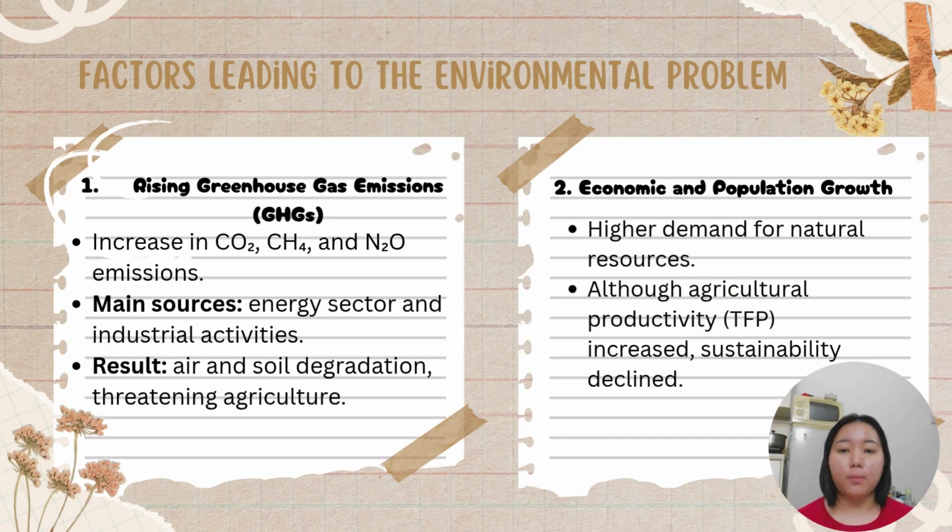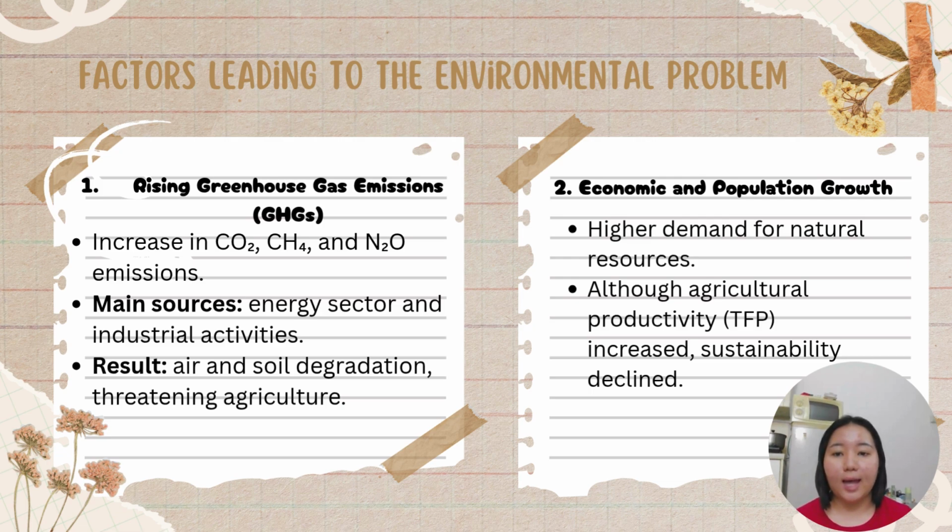Factors leading to the environmental problems. The first factor is rising greenhouse gas emissions. The increases of methane, CH4, carbon dioxide, CO2, and nitrous oxide, N2O, cause environmental degradation. These gases mainly come from the energy sector, like CO2 and N2O emissions per unit of population in Malaysia, which have increased with the increase in industrial activity and rise in energy demands. The CO2 equivalent emissions of CH4 are also on the rise. These pollutants cause climate warming and also undermine the quality of air and soil, affecting national food security.